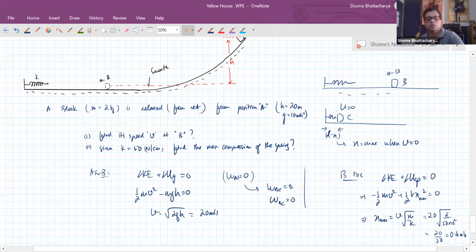Sorry, 0.4 meters. Okay, so that will be the maximum compression of the spring. So these are the values.